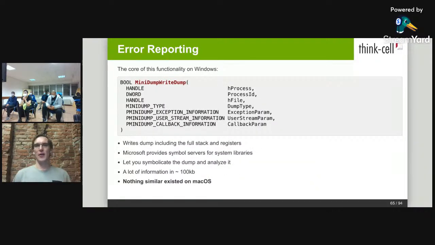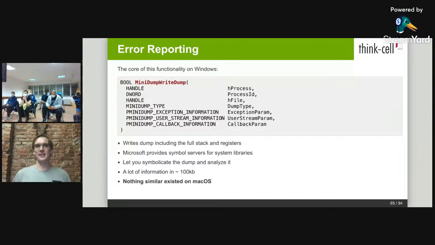The core of that entire error reporting architecture is one function on Windows, MiniDumpWriteDump, that, as the name implies, can write a crash dump of a process. And the smallest crash dump you can write only contains the stack and the thread registers. And then it will be about 100 kilobytes maybe. But that already allows you to get the full stack trace of the program at the moment it encountered the bug. And that can be very, very useful, and that can be enough to understand why the problem is happening.